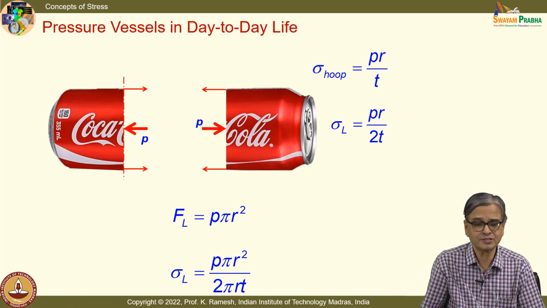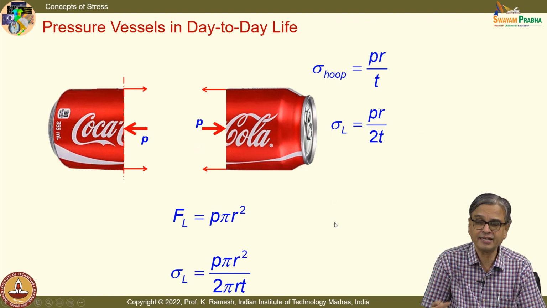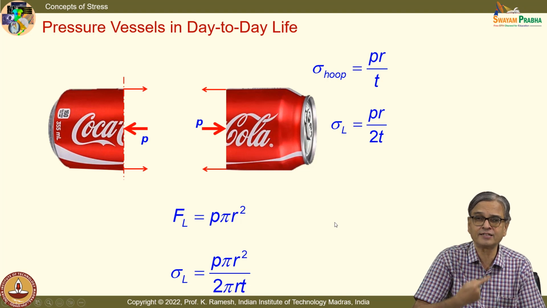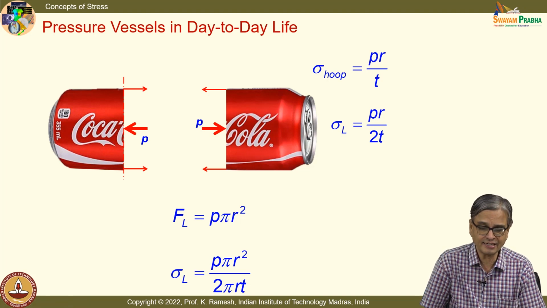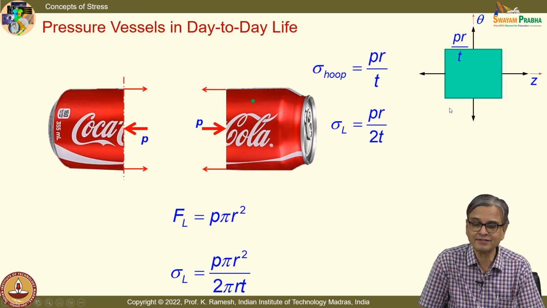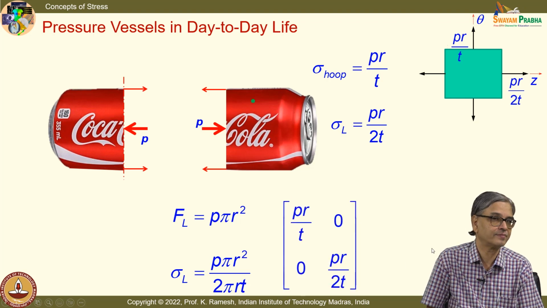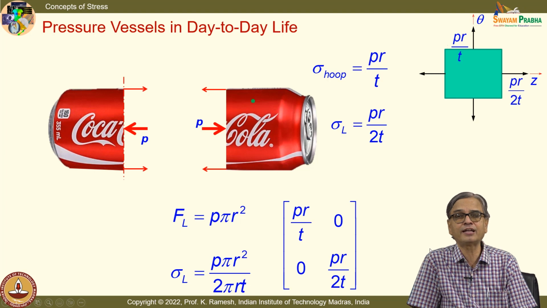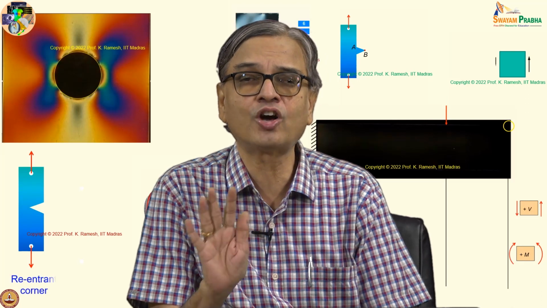Suppose I take the axis as the z direction, the radius denoting the circle, and theta in the other direction. I can take the element, put this as the z direction, this as the theta direction, put the hoop stress, that is PR by T, and this as PR by 2T, and I have the stress tensor written down like this. Can you investigate what happens to I1 and I2? You can very clearly say I1 and I2 are non-zero.